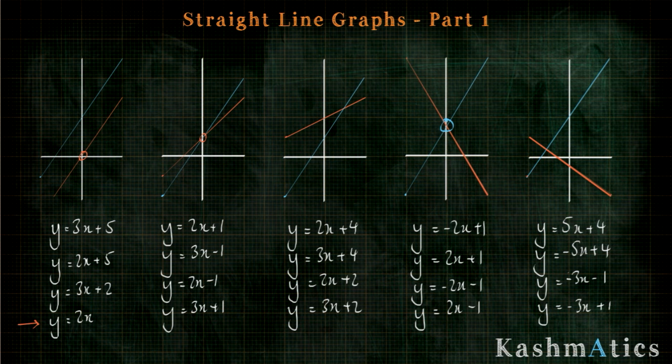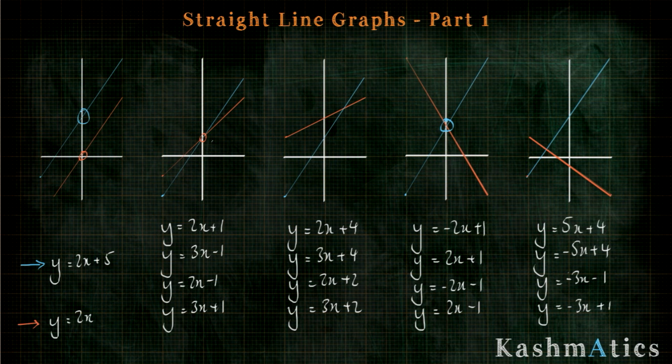Now, because the blue line is parallel to the red line, we can eliminate anything that doesn't have a 2x. So this is y equals 3x plus 2. We can get rid of that because it needs to have the same number of x's to be parallel. And we can get rid of this one as well because that's got a 3x in it. So this one here is the blue line. And look, the plus 5 works as well because that's crossing somewhere positive.